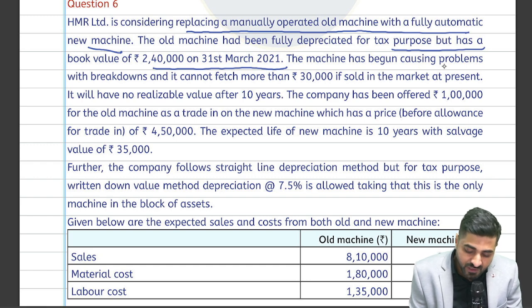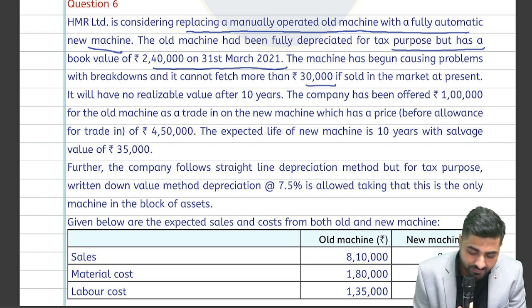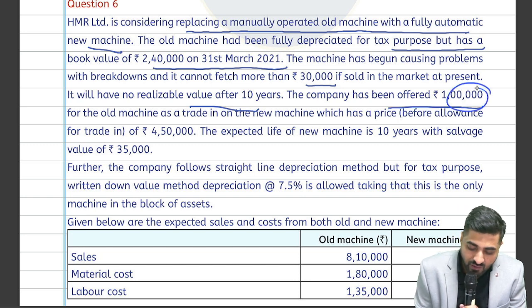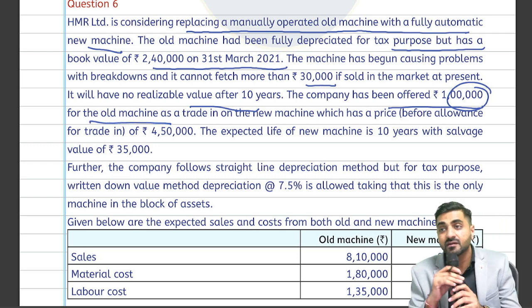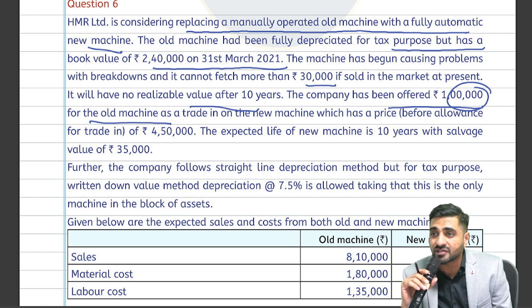The machine has begun causing problems and it cannot fetch more than 30,000 if sold in the market at present. If you want to sell it in the market, you are just going to get 30,000. And anyway, it is not going to have any realizable value after 10 years. But the company has been offered 1 lakh for the old machine. Now tell me one thing. The old machine in the market, if it is sold, you are just going to get 30,000. But if you are purchasing the new machine, then you will be getting an exchange value of 1 lakh. What should you do with the old machine? Sell it in the market or exchange it?